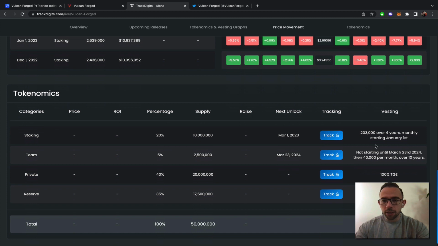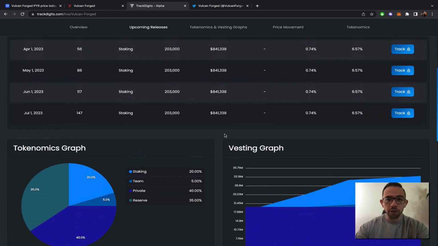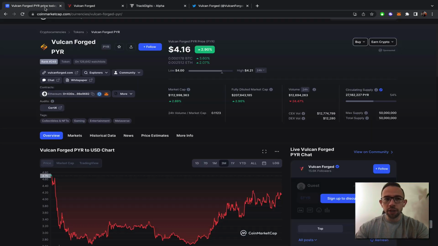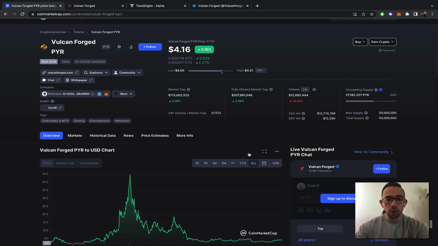On the tokenomics, as you can see, over 4 years, over 10 years for the team, 100% TGE, and then locked for 4 years, the reserve. So when that reserve opens up, you might see some movement there. But that reserve would be deployed, I assume, to a market maker to be slowly sold off if the company needs funds.